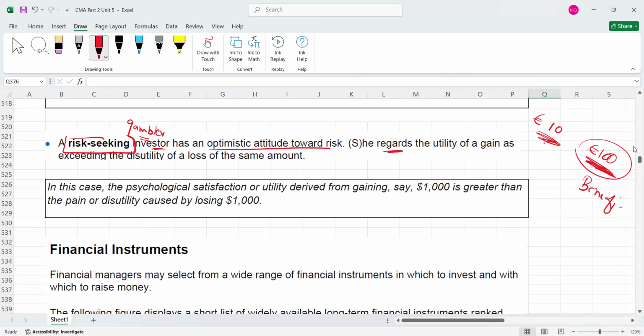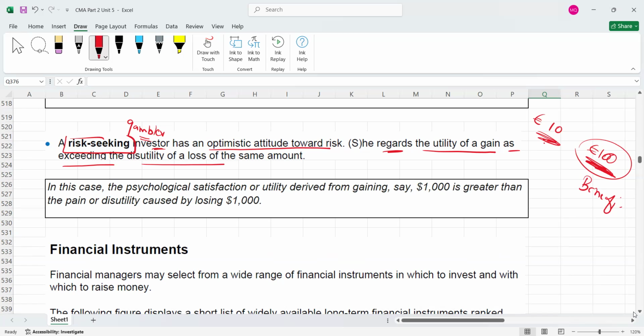So he or she regards the utility of a gain as exceeding the disutility of the loss. For them, the pleasure of gaining is more important than the pain of losing something. This is what is called risk seekers, and these are purely gamblers, as I told you. So these are the three kinds of investors with different attitudes.